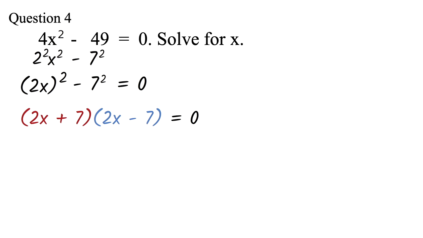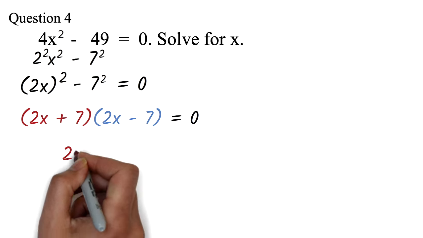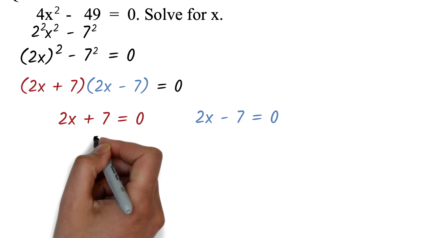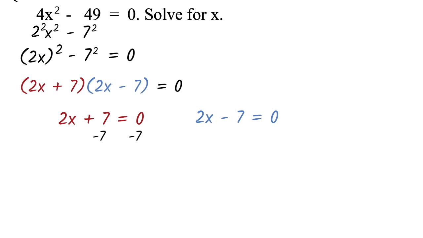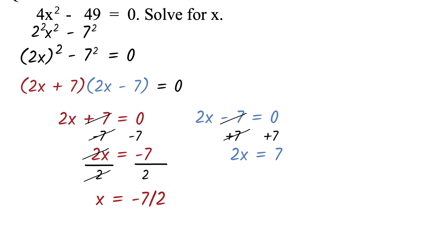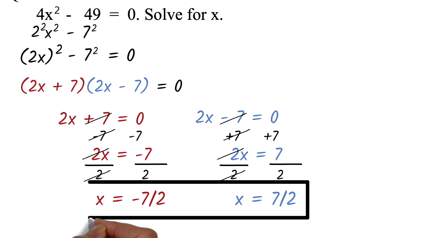To solve this, we can equate each of them to 0. 2x plus 7 equals 0, or 2x minus 7 equals 0. We subtract 7 from both sides. This will give us 2x equals negative 7. Then we'll divide both sides by 2. So we'll have x equals negative 7 over 2. We do the same here. We add 7 to both sides. This will give us 2x equals 7. Then we will divide both sides by 2. So we will have x equals 7 over 2. Therefore, our answers are x equals negative 7 over 2 or x equals 7 over 2.